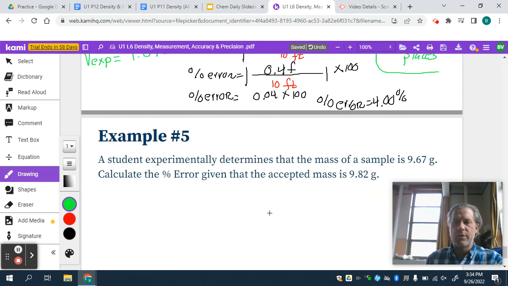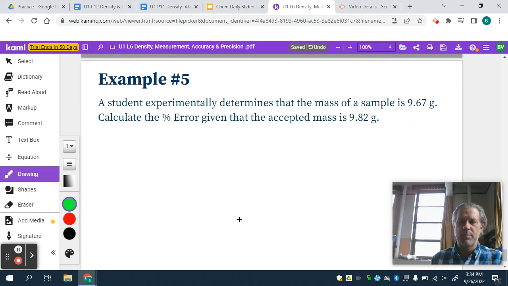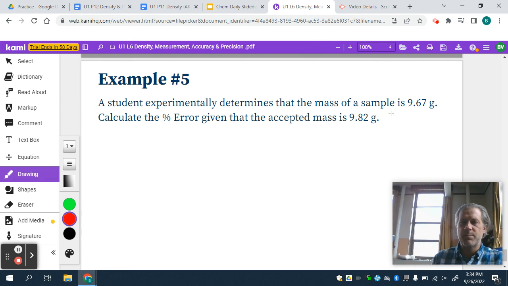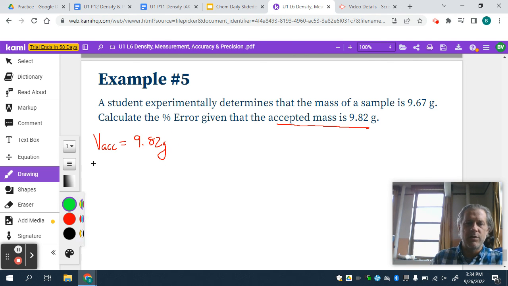So we're going to do another example that's a little bit closer to class-based, going with this one right here. A student experimentally determines the mass of the sample to be 9.67 grams and is told that the accepted mass is 9.82 grams. So our value accepted is 9.82 grams. Our value experimental is 9.67 grams. So we're just going to use our formula.